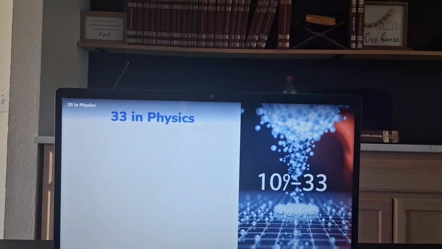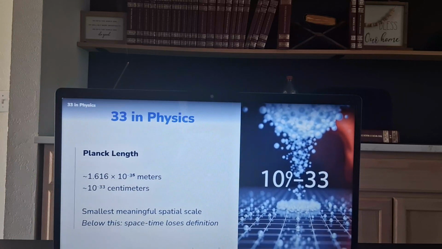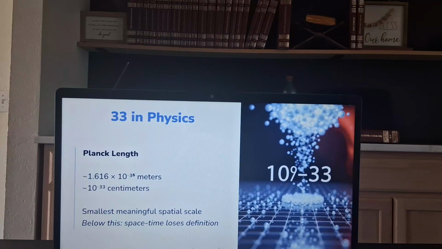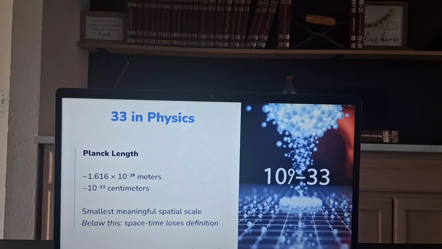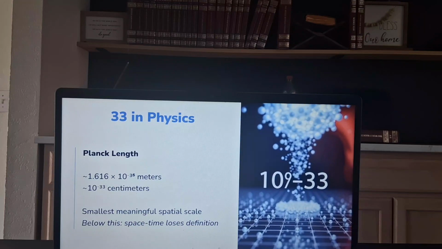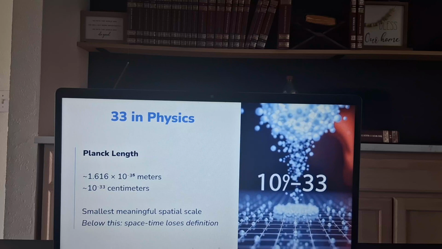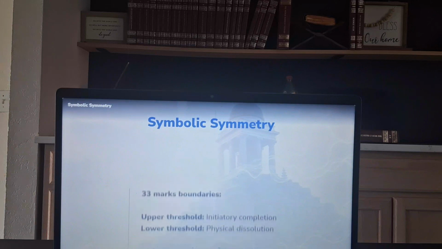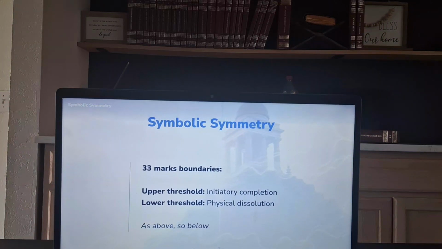Even in physics, we encounter 33 at a boundary. The Planck length, the smallest meaningful spatial scale, is approximately 1.616 times 10 to the negative 35 meters, or roughly 10 to the negative 33 centimeters. At this scale, classical concepts of space and time lose coherent definition. 33 becomes a marker of boundaries, both at the upper threshold of human initiatory ascent and at the lower threshold where physical intelligibility dissolves. A symbolic symmetry emerges between the macroscopic and microscopic domains.